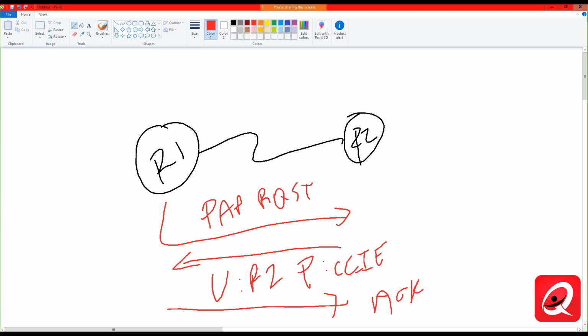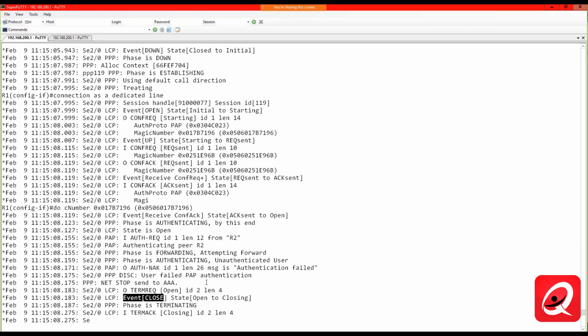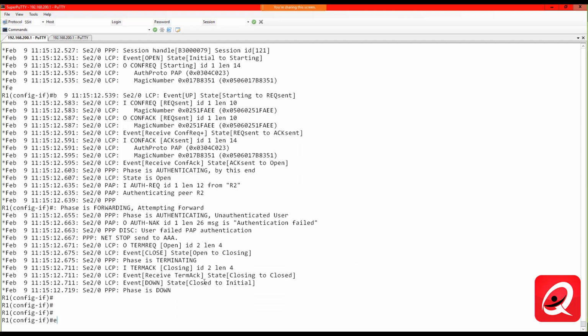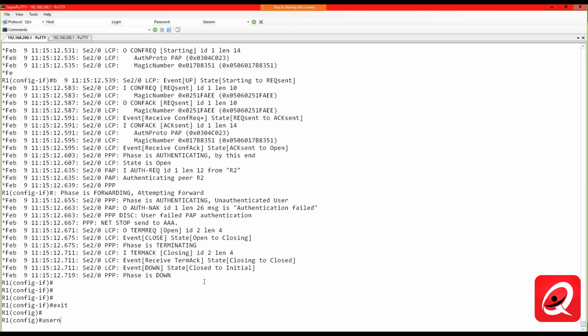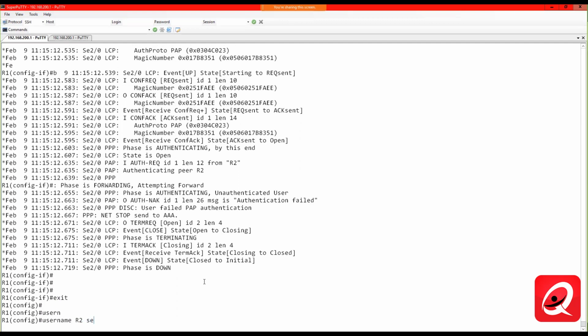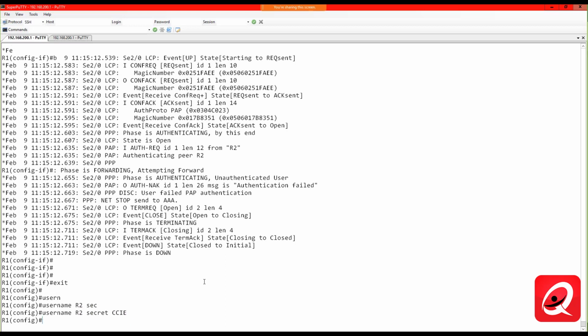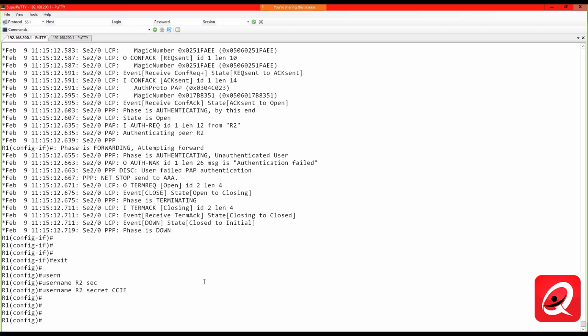Sorry about that. All right. Now, obviously, the authentication request is being sent because we have PPP authentication, but there's no way for router 1 to verify router 2. So what we would actually do is use a local database to verify router 2. Exit, username R2. Now we can use the secret option as well, CCIE.